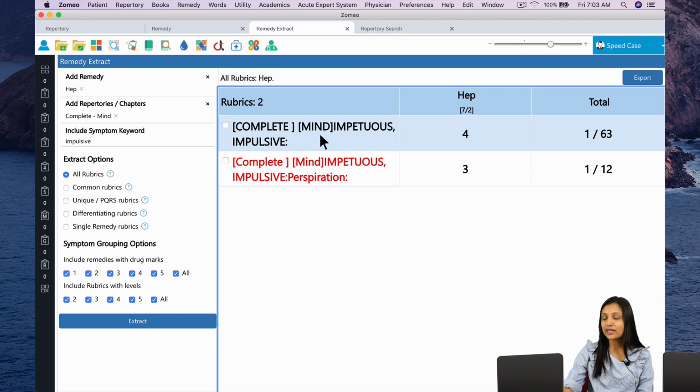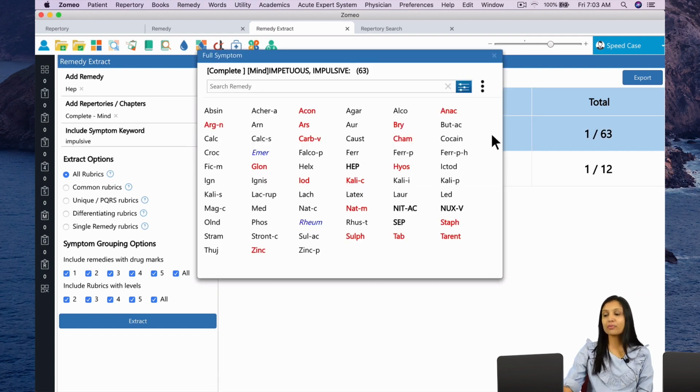Okay, so if you click on the first rubric where Hepar figures in grade 4, you'll see that there are 3 other remedies that also figure in impulsive, that is Nitric acid, Nux vomica and Sepia. Now, Hepar Sulph and Nux vomica are very, very similar to each other. Okay, they both are very irritable, they both are very impulsive, they both are also frowning, dissatisfied, discontented. But again, their reactions are very different.